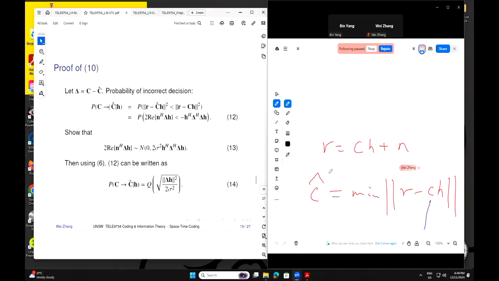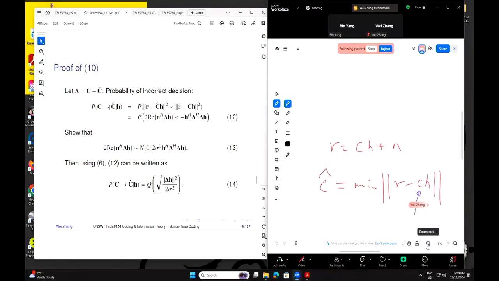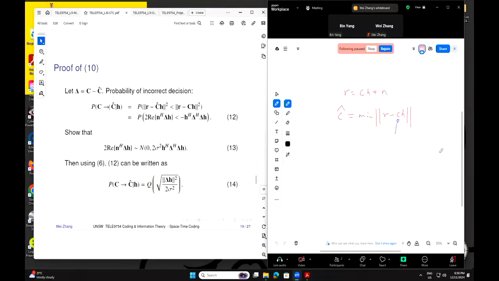C here is the true value, but at the receiver side, you don't know which one is the true value. For the receiver, at the receiver side, it only knows R. R is known. H is known, right? R is known, H is known. C, I don't know, but I know the set of C. I know all the possible set of C, like the orthogonal code.